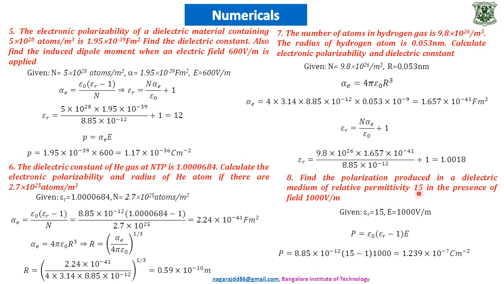See here, dielectric constant of the material is 15. That's why polarization is very high. It is of 10 power minus 7, whereas in previous problems, like somewhere here, P is around 10 power minus 36.